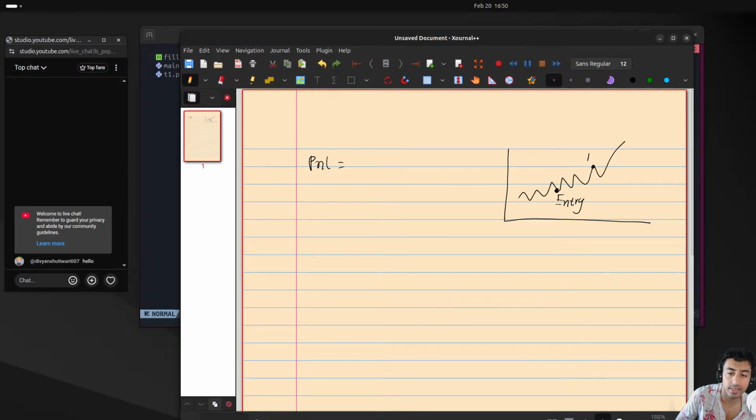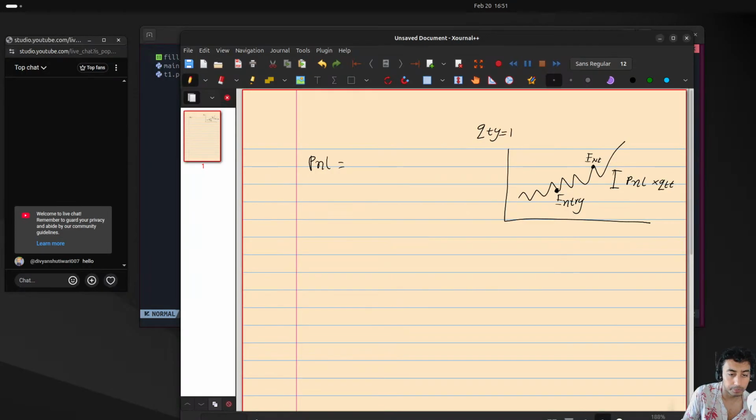Okay, and you exit right here. Then obviously the distance right here is going to be your P&L, multiplied by the quantity. So if you traded 1 unit, you'd get some unit profit. If you traded twice as much, you'd get twice as much money. In this case, we're just going to make the quantity equal 1, for simplicity.